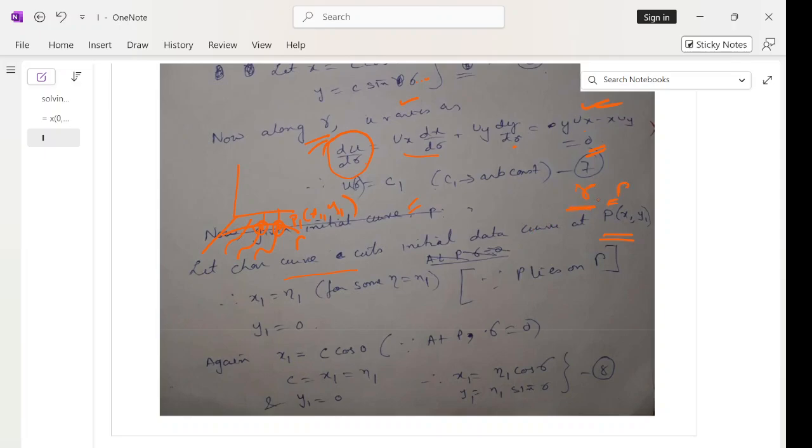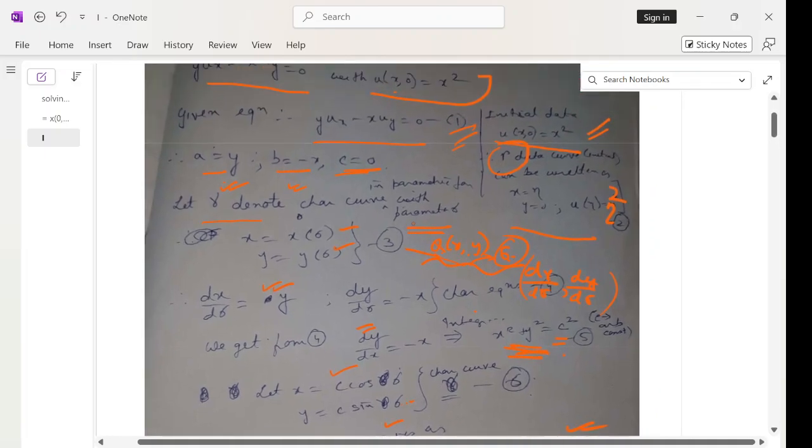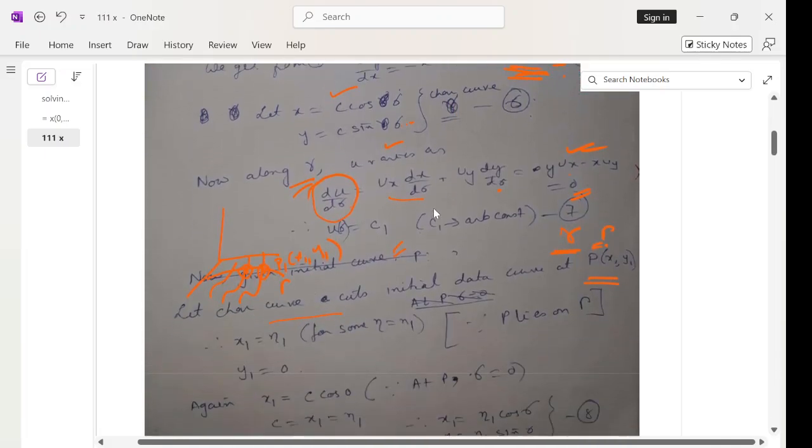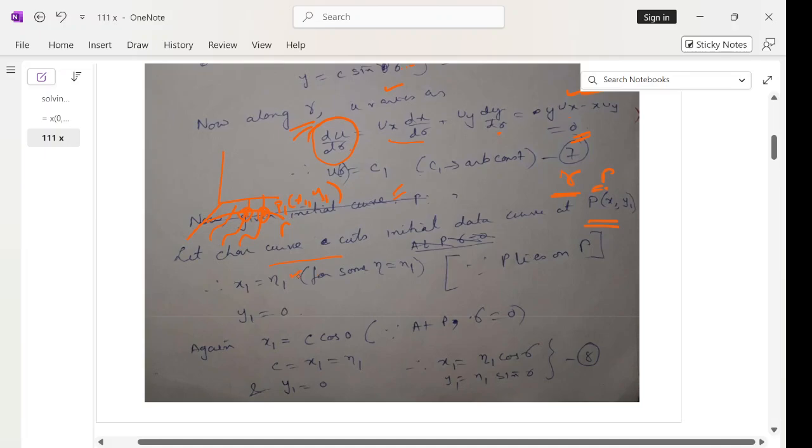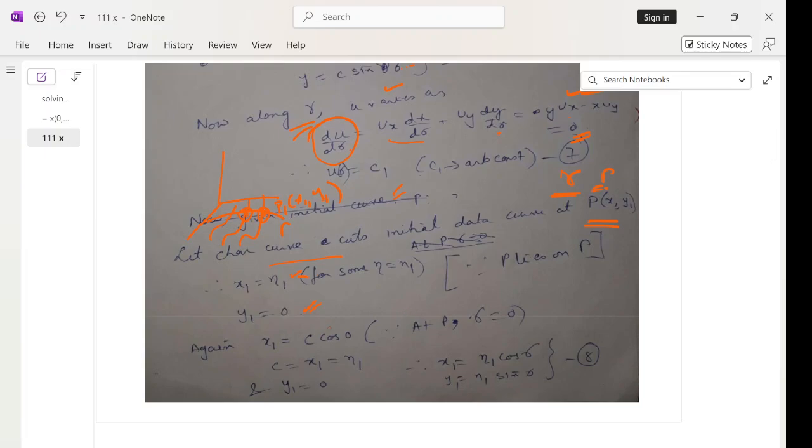Okay, as it is lying on capital gamma, and what was capital gamma? Capital gamma was the x-axis, and we have already assumed the parametric form of capital gamma is like this, equation 2. So you can easily find that for some eta equals eta 1, x1 will be equal to eta 1 and y1 equals 0. Again, it lies on small gamma, that is the characteristic curve, for sigma equals 0. If you recall, for the initial value problem, we are taking sigma equals 0. It is just a convention we are following, not a logic, because we could have taken sigma equals sigma 0.